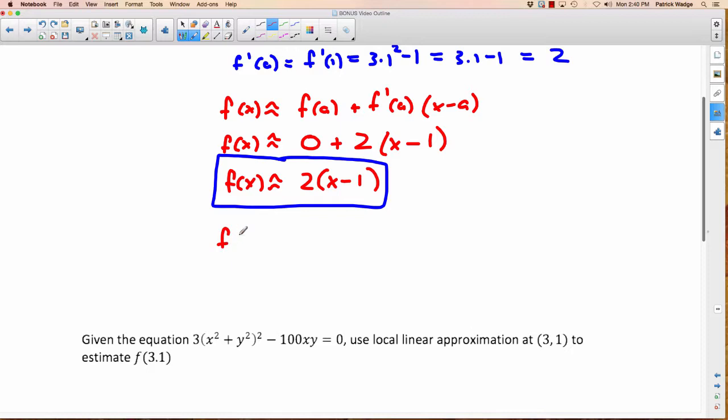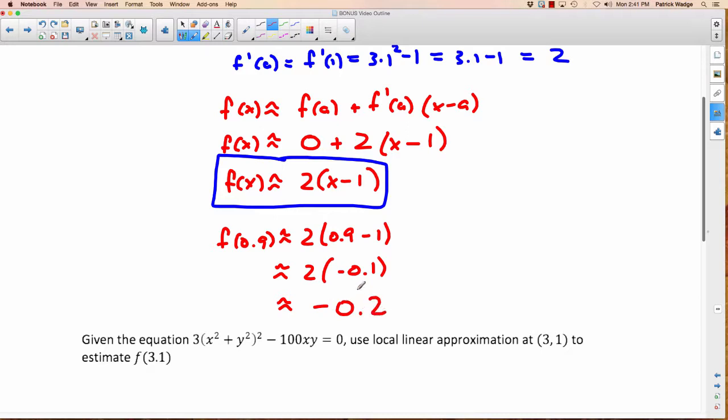So this will be no problem. We're going to do f of 0.9 is approximately equal to 2 times (0.9 minus 1), which is approximately equal to 2 times negative 0.1, which means it's approximately equal to negative 0.2, and that's our answer. Still interested in the actual? Well, it's not quite as good this time. The actual this time would have been negative 0.171. But hey, if you round it to one decimal spot, you do have the right answer. But when you look at 3 decimal spots, not quite as impressive.